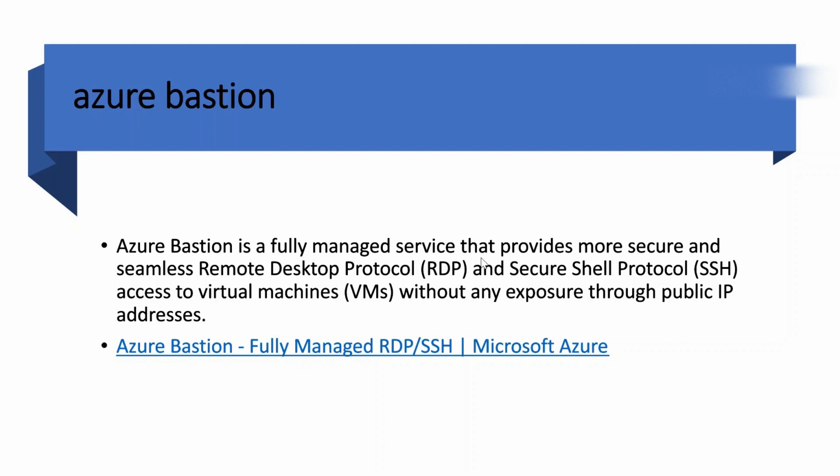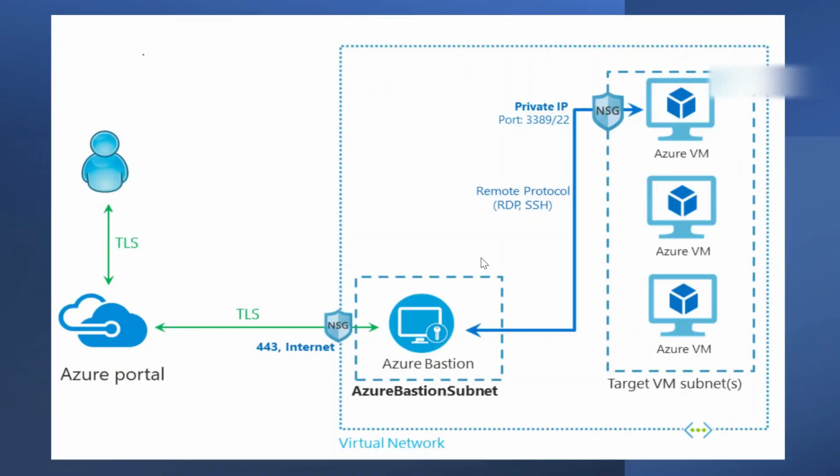As we can see here from Microsoft Docs, the definition is: Azure Bastion is a fully managed service that provides more secure and seamless remote desktop protocol (RDP) and secure shell protocol (SSH) access to virtual machines (VMs) without any exposure through a public IP address. And I will keep the link in the description so you can check it. So what does it mean exactly?